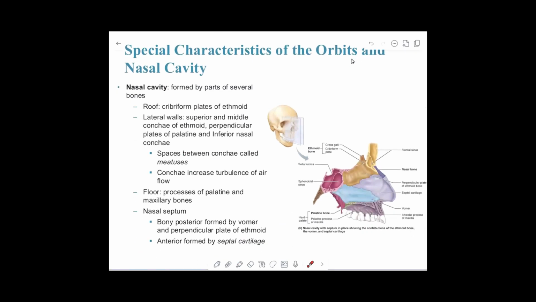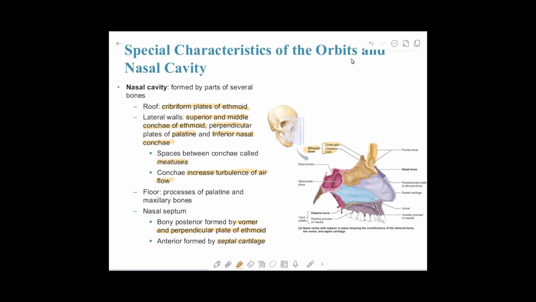For the special characteristics of the orbits and nasal cavities, the roof is the cribriform plate of the ethmoid. So again, you should know that's part of the ethmoid, as well as the crista galli. The lateral walls are the superior and middle conchae of the ethmoid, perpendicular plate of the palatine, and inferior nasal concha, which is a separate bone. The spaces between the conchae are called meatuses, which I pointed out on the previous slides. What the conchae do is increase the turbulence of the airflow. The nasal septum is the bony posterior part formed by the vomer and perpendicular plate of the ethmoid. Anterior to that is the septal cartilage, which you can feel when you compress your nose.